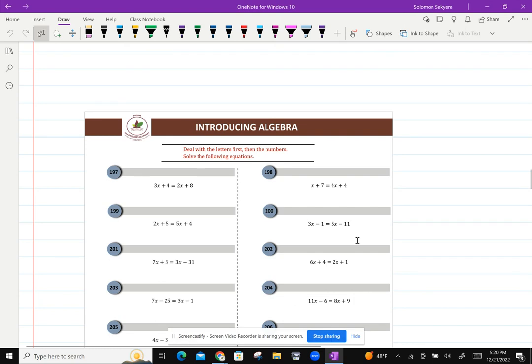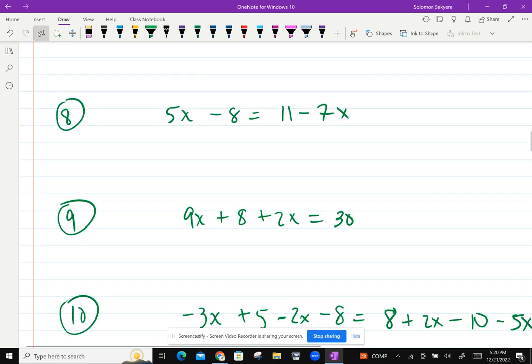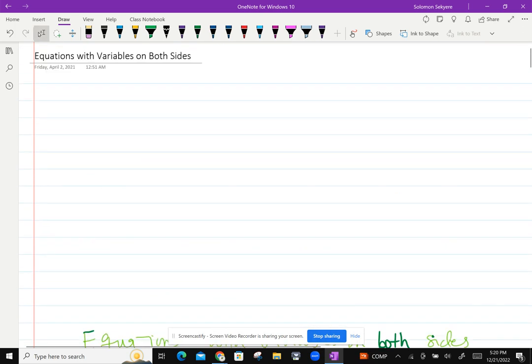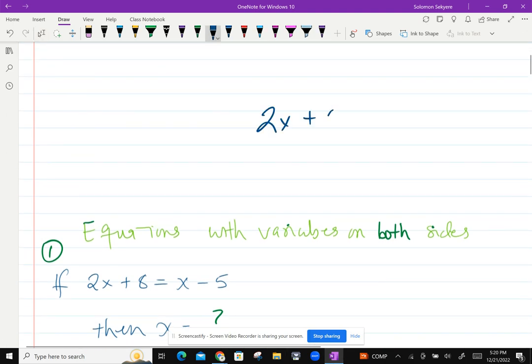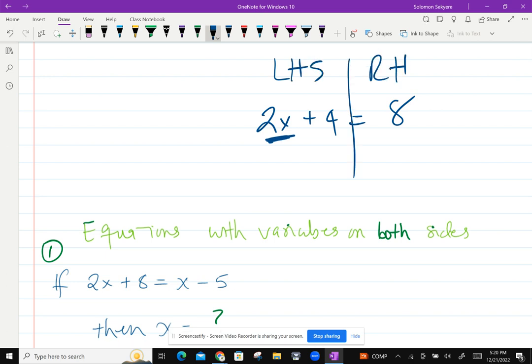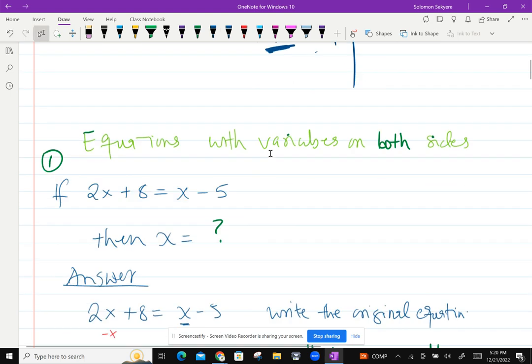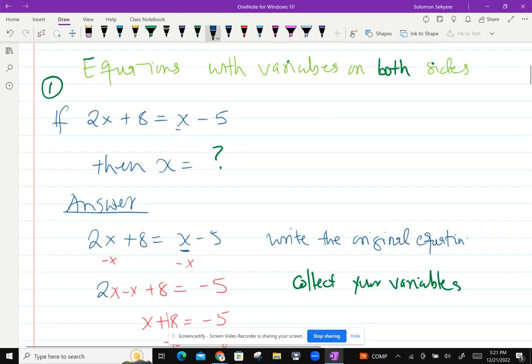Okay, so let's move on with solving equations in one variable. That means we have only one variable, x. So what have we done so far? If you have 2x plus 4 equals 8, that's just one variable on one side of the equation, left hand side, right hand side. Sometimes we have variables on both sides. There's a variable here and a variable there. So we've learned that.